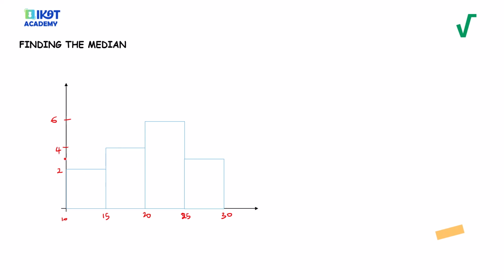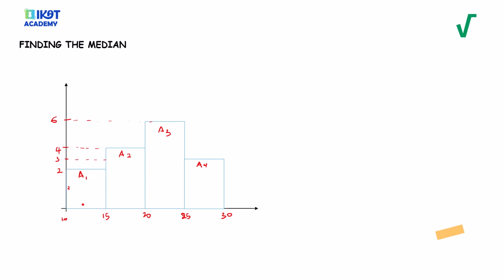Here, let me put this as 3. I want these points to be at known values because we're going to see why. Now, when you want to find the median, you get the area of all these shapes. So this is A1, this is A2, this is A3, this is A4. Now, when you look at the dimensions, this is 2 and this is 5.